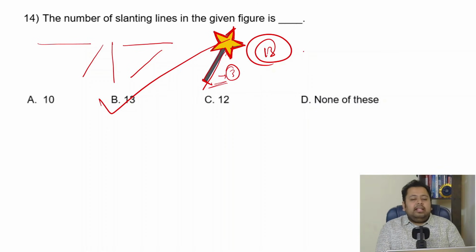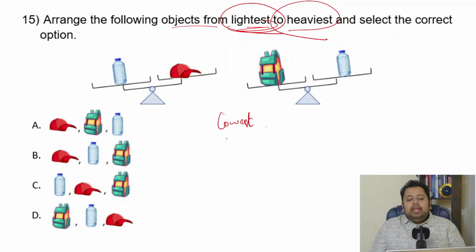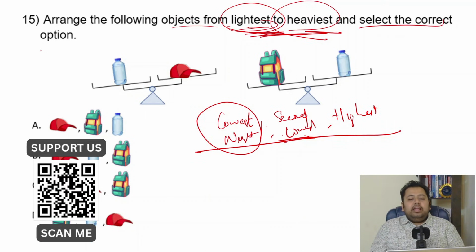Most of the questions that have come have been easy, and such that you would not take a lot of time to solve. It will be some seconds to be solved. So we are running really fast with the questions. Arrange the following objects from the lightest to heaviest, means lowest weight comes first, then the second lowest, and then the highest. That is how you find out the lightest to heaviest and select the correct option.